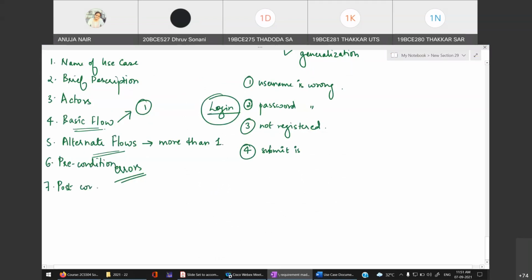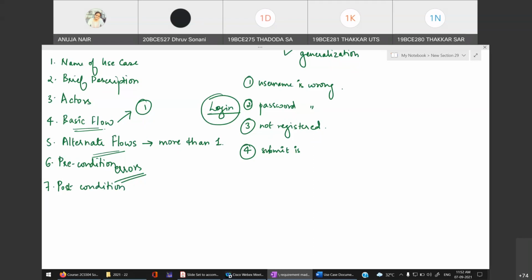So what does precondition mean? Let's talk about login itself. What is my precondition for login? That the customer, or whatever the actor is, should be a registered user, right? So registration should be successfully completed. That is my precondition.